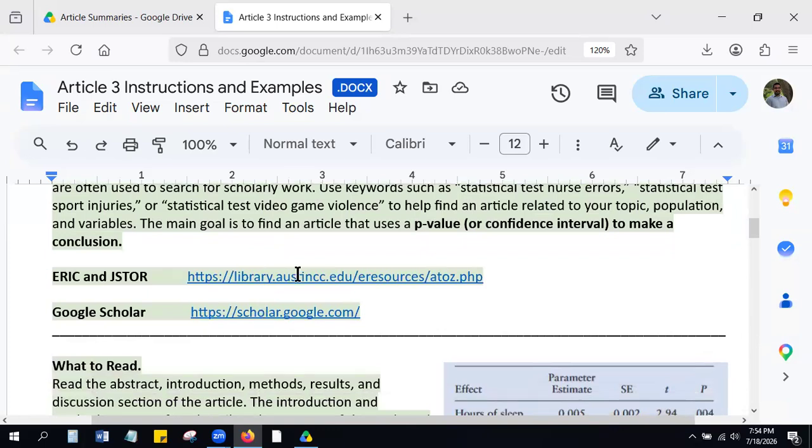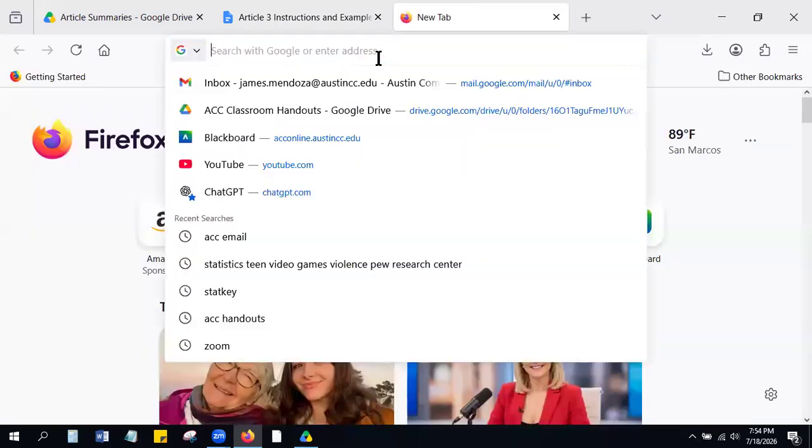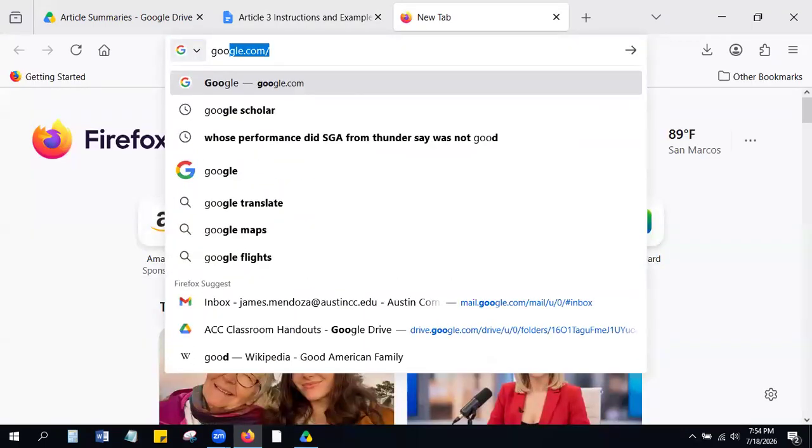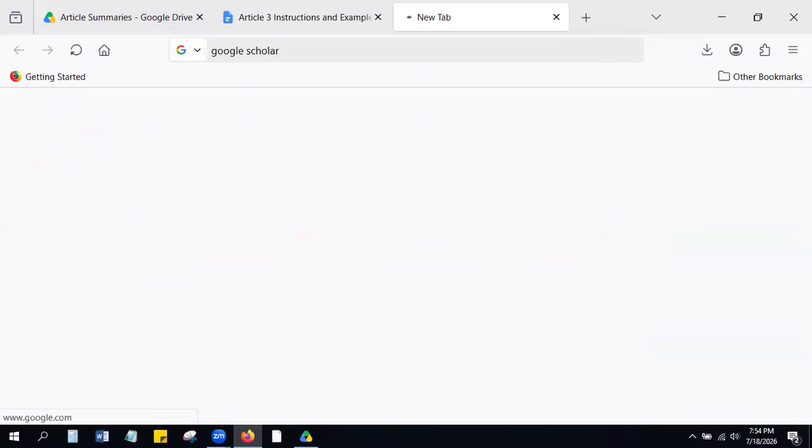You could use ERIC, JSTOR, or I think Google Scholar. I know a lot of students use this and are able to find something usually pretty quick.